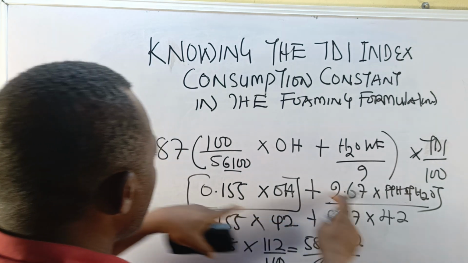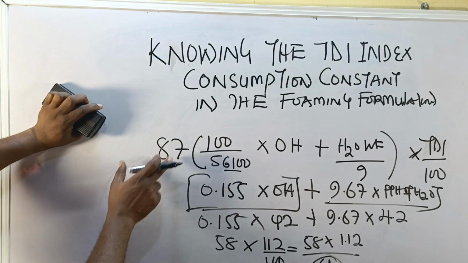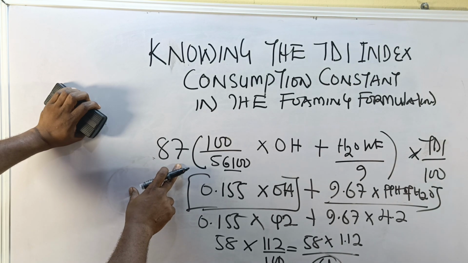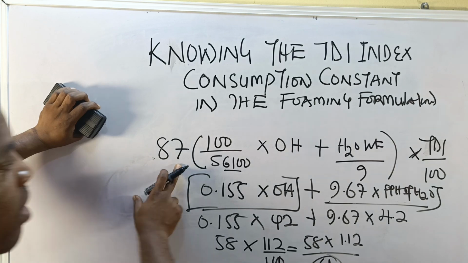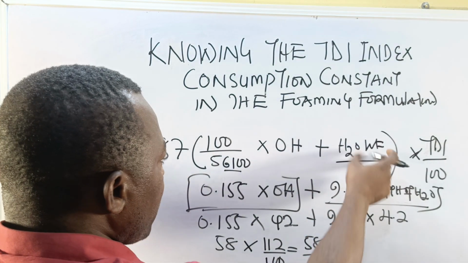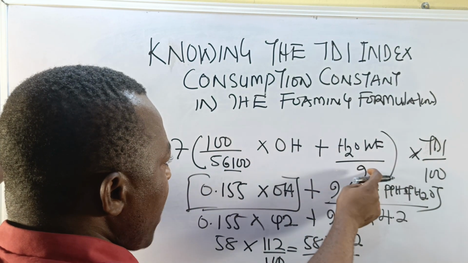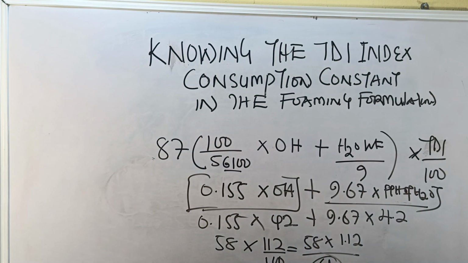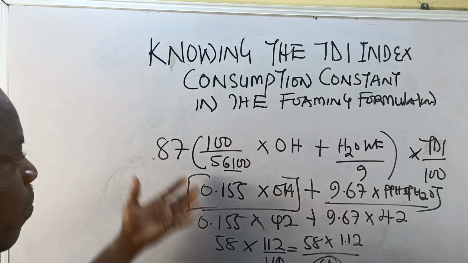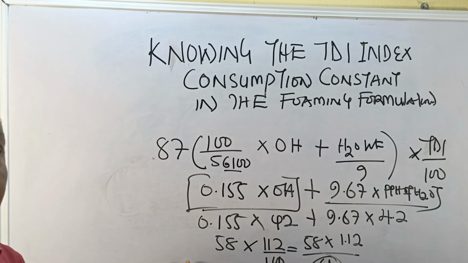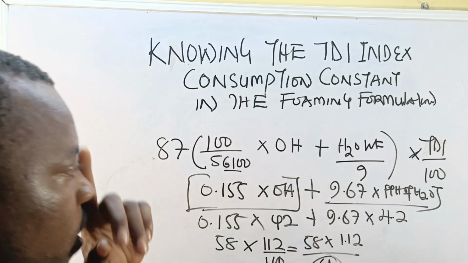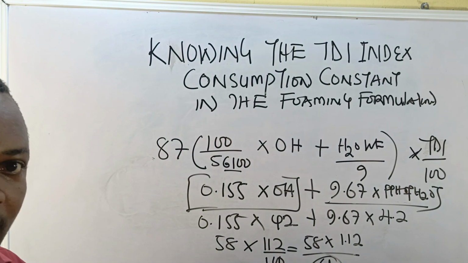So this 9.67 is as a result of multiplying the total derived from the total molecular weight of TDI, divided by 2 of the isomers, times that of water equivalent divided by 9. This is 9 gram per equivalent. So this is how the figure was properly derived from the molecular weight of TDI and that of water. Is that not interesting? I hope you understand.